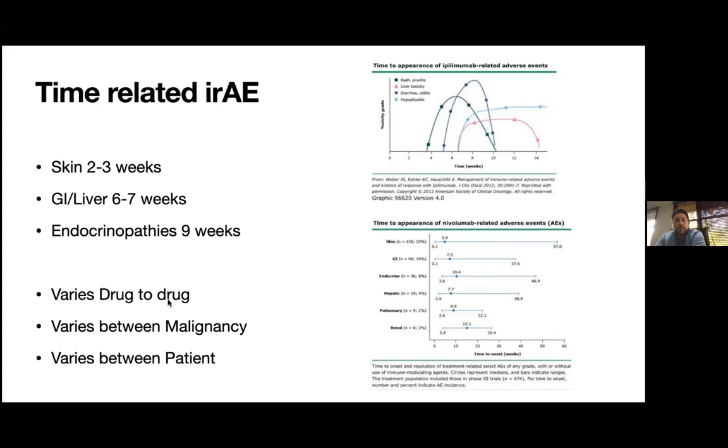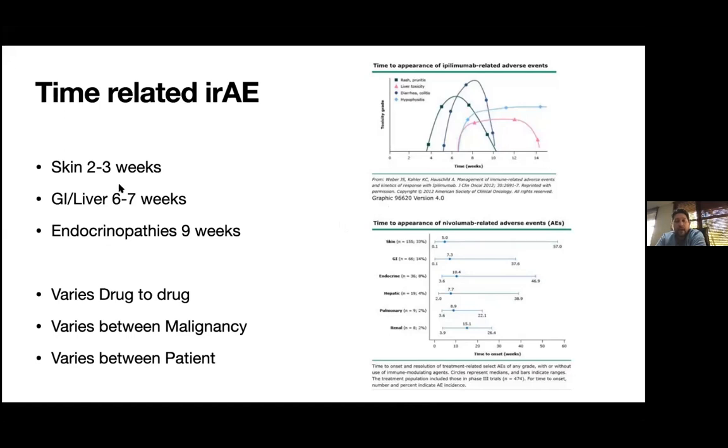Your time relation does vary from drug to drug. As you see up here, you've got ipilimumab, and down below nivolumab. And although the rough rule remains in terms of your dermatological manifestations occurring early, these can vary from patient to patient.